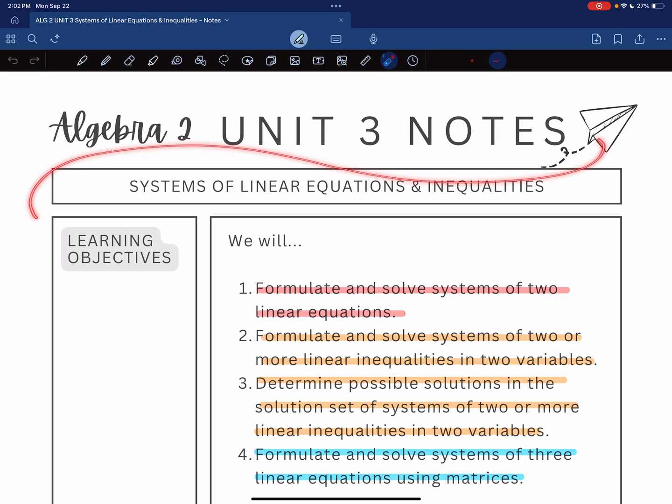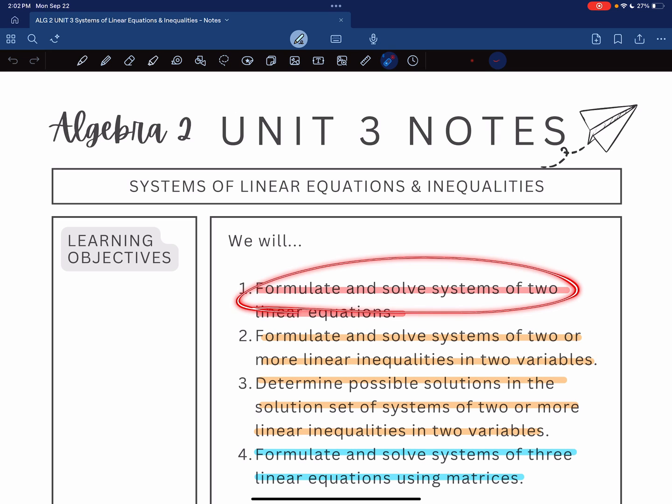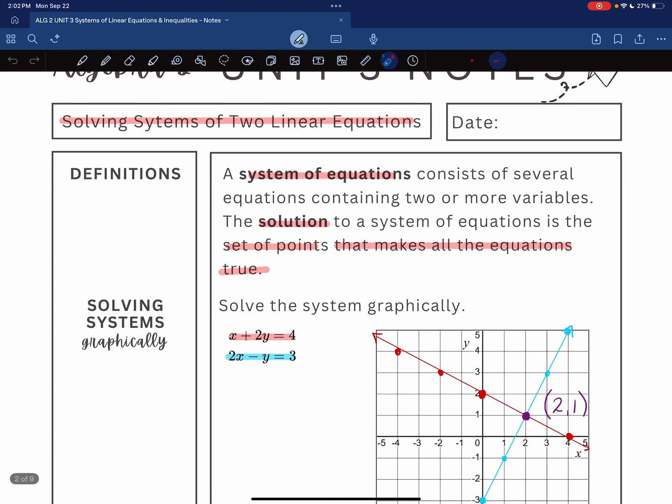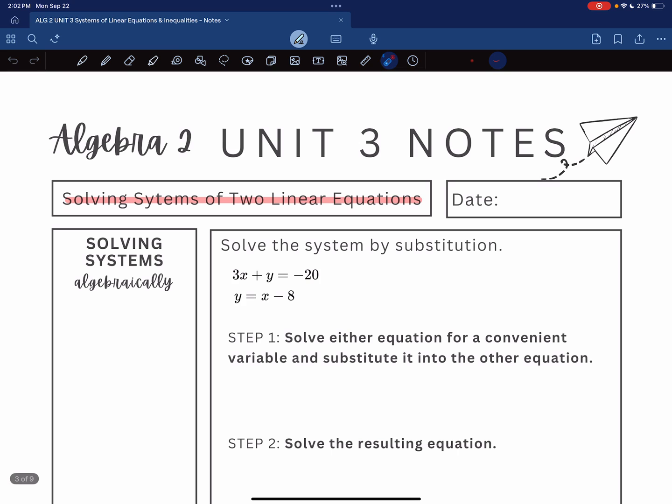We are in our Algebra 2, Unit 3, where we are studying systems of linear equations and inequalities. And this is part 2 of our first learning objective video where we're looking at formulating and solving systems of two linear equations. We've already seen how to solve systems graphically, but what we're going to look at in this video is how to do so algebraically. And the first algebraic method that we're going to notice in this video is by substitution.